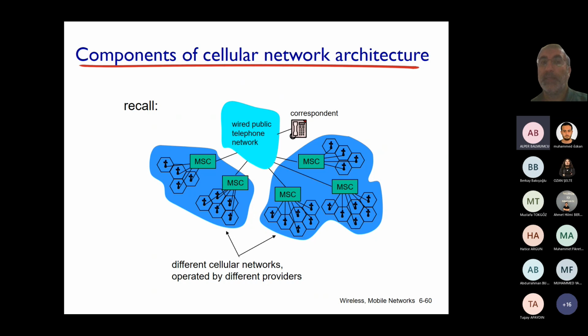So remember the main components of the cellular network we talked about. We have the mobile devices, and we have base stations that are connected to the mobile switching center, and then they are connected to the public telephone networks. So each of these blue regions can represent different mobile operators.